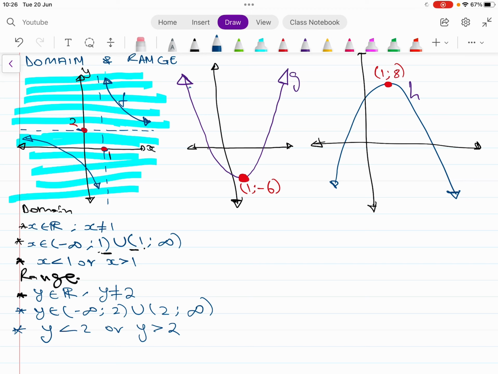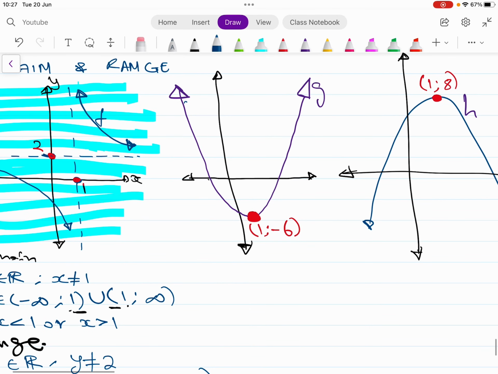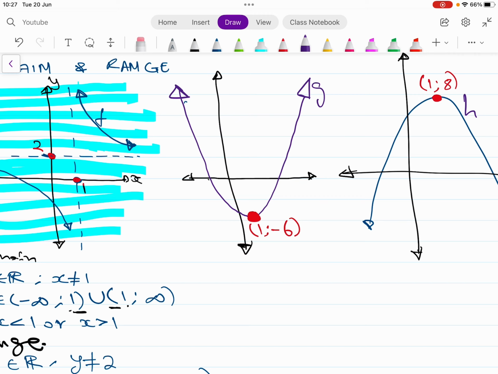I hope that is 3 different ways of writing the same thing which you happen to understand. Let's try with a graph G, which is parabolic, quadratic or parabolic, yes. So let's see how we are going to go about determining the domain as well as the range.